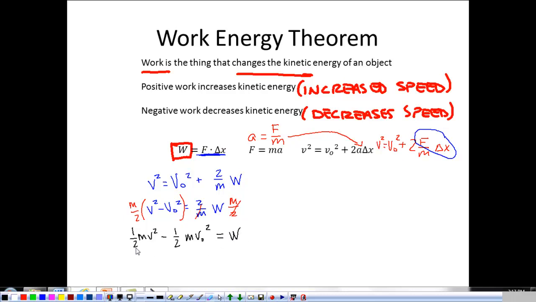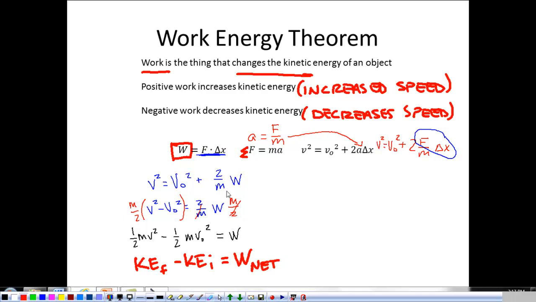Now, looking at this and knowing what kinetic energy is equal to, what we have is kinetic energy final minus kinetic energy initial is equal to the work done on an object. Now, I want to be very clear. I skipped a step. That is the net force acting on my object. So this has to be the net work acting on an object.